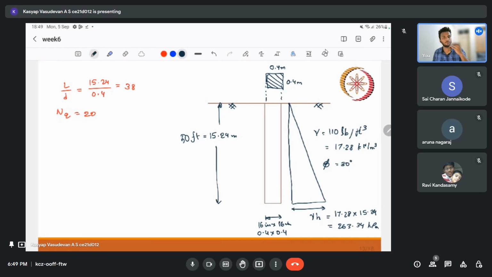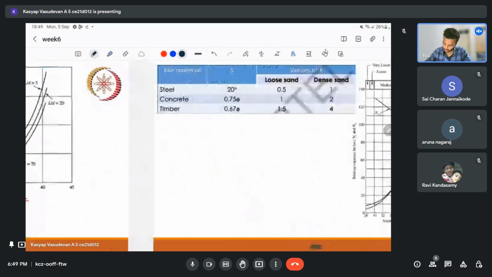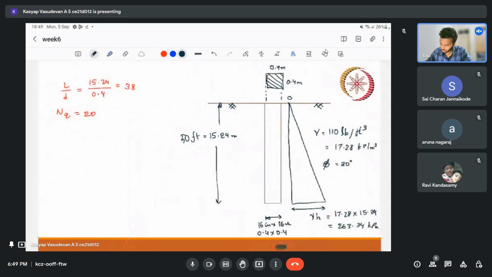So this we need for the bearing capacity term. So what is the average? Average will be, since here it is 0, 0 plus 263.34 divided by 2. Okay, we'll come to that. So let us see. Here we have, let me write the first term.